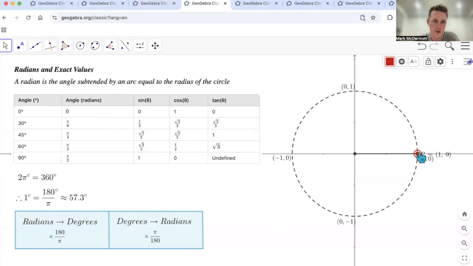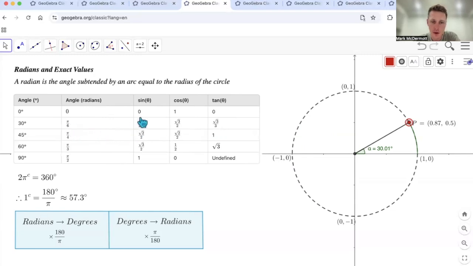Then we've got some other important angles. 30 degrees is about there. If you do the conversion for 30 degrees, you'll get pi on 6 radians. That corresponds to a sine value of 1/2, a cosine value of root 3 on 2, and a tan value of root 3 on 3. Remember, tan is just sine divided by cos. 1/2 divided by root 3 on 2 is root 3 on 3. Sometimes you'll see this expressed as 1 on root 3. That's the same thing, just with a rational denominator.